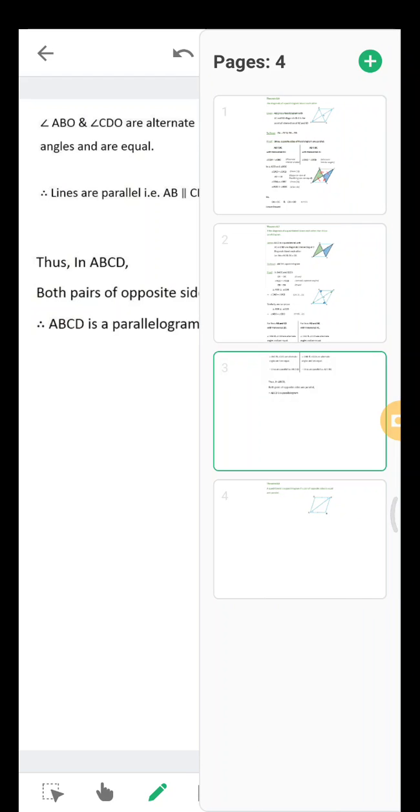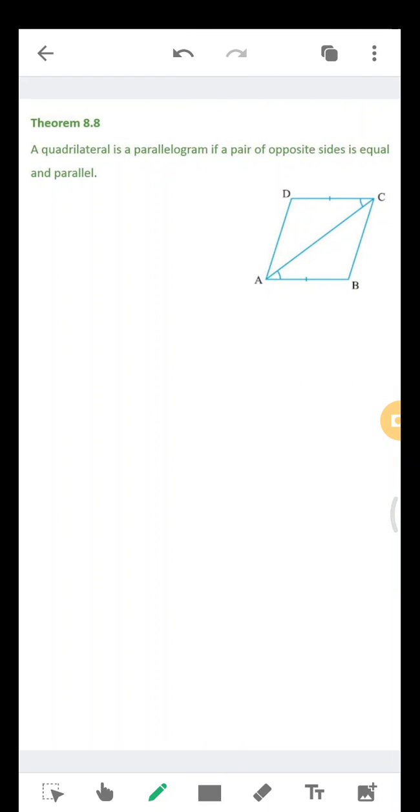Next theorem, that is theorem 8.8. In this theorem we have to prove that a quadrilateral is a parallelogram. ABCD is a quadrilateral here. We have to prove that this becomes a parallelogram if one pair of opposite sides is equal and parallel. So what do you mean by this? If I have a quadrilateral with one pair of sides equal and parallel, imagine these two are equal and parallel, so this forms a parallelogram. This is the least condition for a quadrilateral to be a parallelogram. One side should be equal and it should be parallel. Then it becomes a parallelogram.